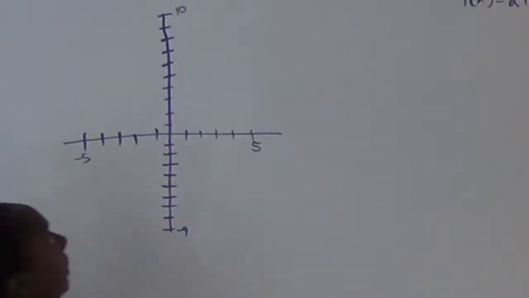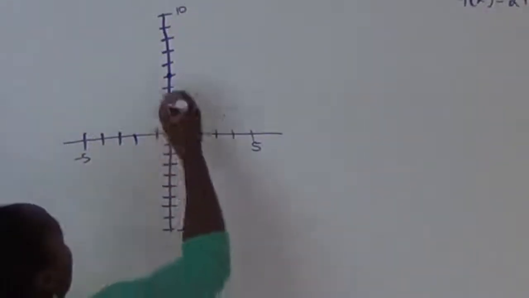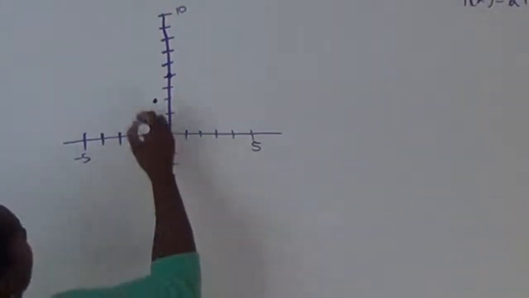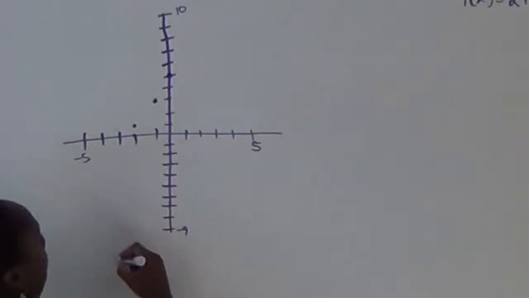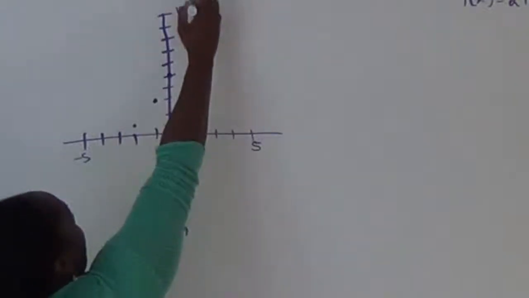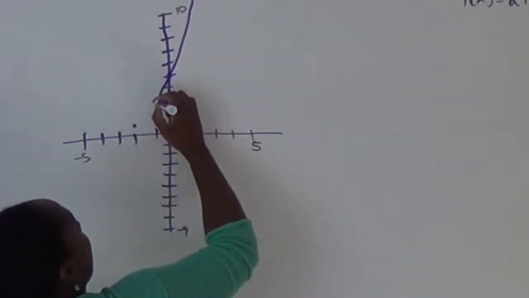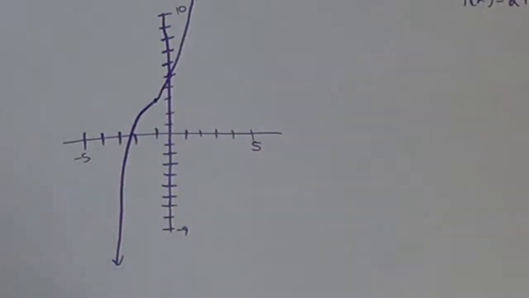At 0, we're going to get a value of 5. At negative 1, we're going to get a value of 3. At negative 2, we get a value of 1. From there, we can plot a couple more points. At negative 3, we're going to be way down there. At positive 1, we're going to be way up above 10. There's a sketch of our graph.